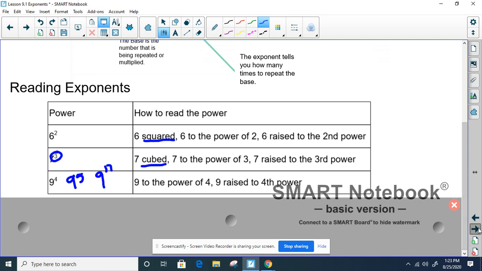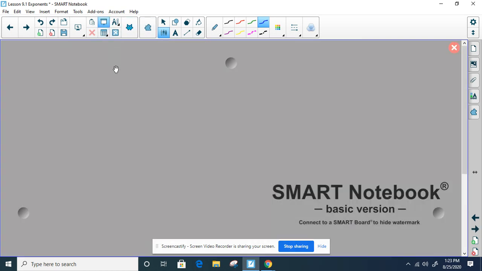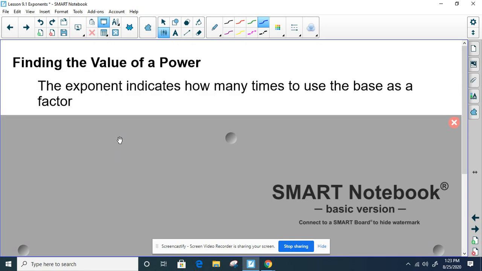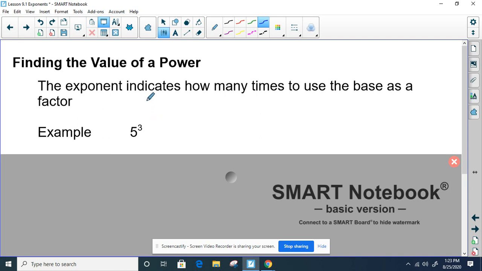Moving on to our next slide here. When we find the value of a power, the exponent indicates how many times to use the base as a factor. So if I see 5 to the third power, this would be written as my base, which is 5, repeated 3 times. So I'm going to write down the number 5 3 times. And then remember that exponents is repeated multiplication.